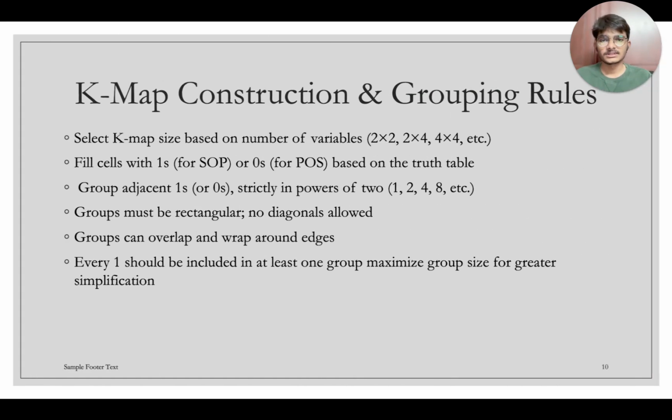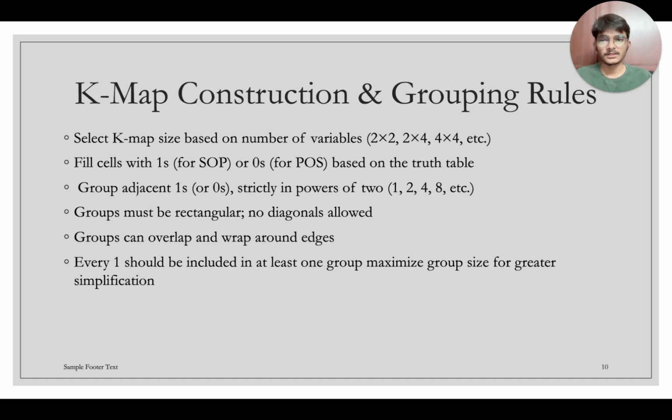Let us discuss the rules for the K-map. Let us select the K-map based on the number of variables. It may be 2 by 2, 2 by 4, or 4 by 4 table. From the function, let us fill the cells with 1 if they are sum of products, and fill the table with zeros if they are product of sums. It will depend on the input function.